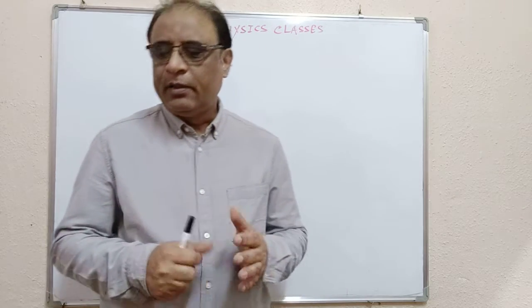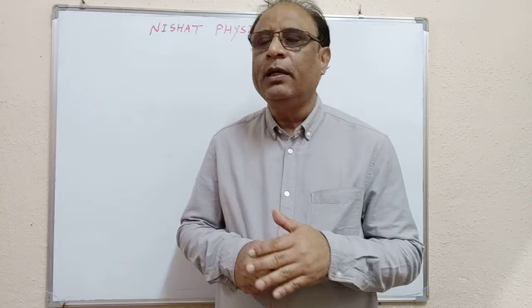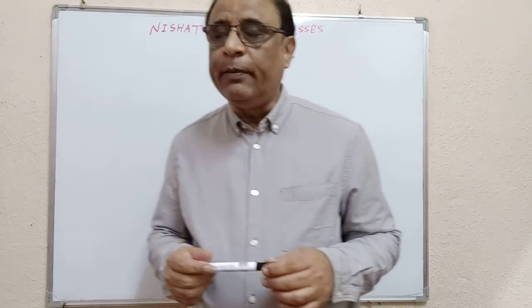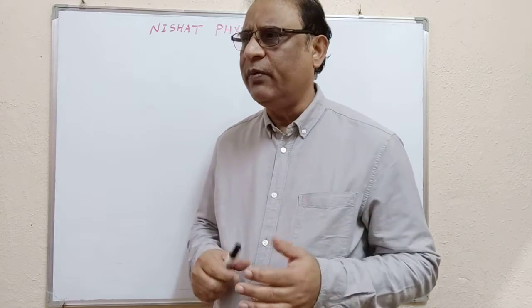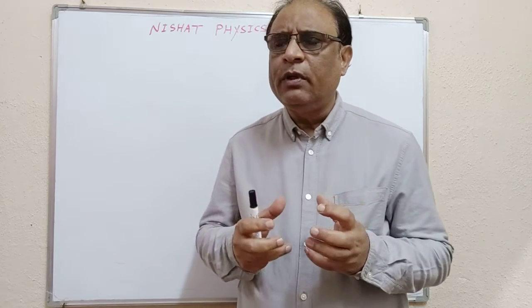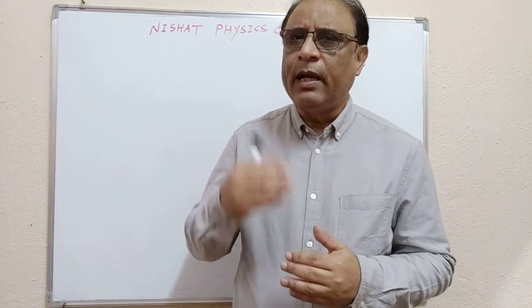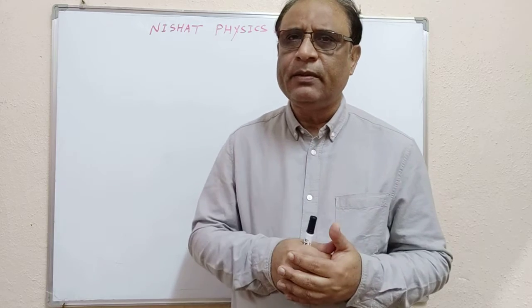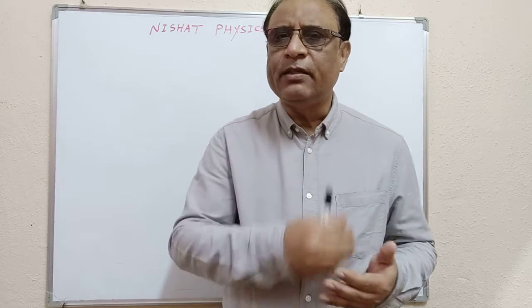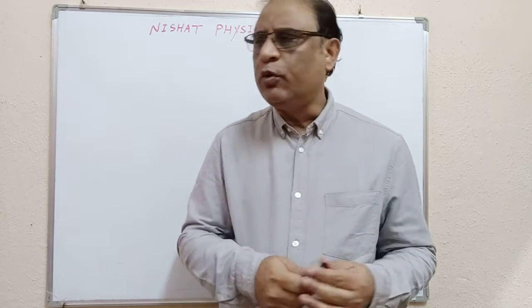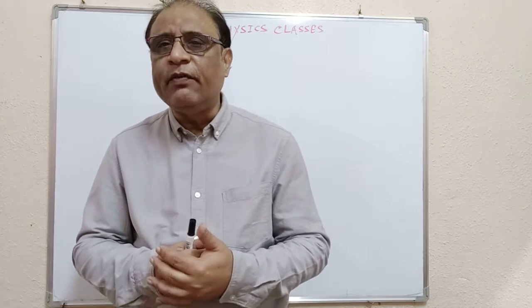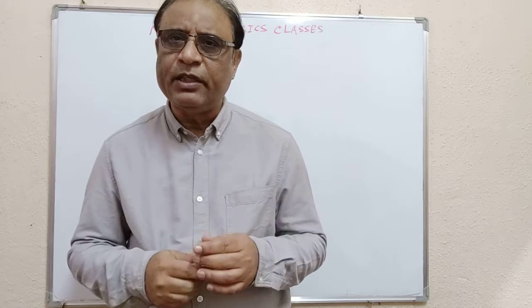Be with me to learn some topics and some problems likely to come in the board examination, class 10, 2021. We have learned the effect of length and cross section area on the resistance. What happens when length is increased? What will be the new resistance? Because we know the relation R equals rho L by A, where rho is resistivity, L is length, and A is the cross section area.